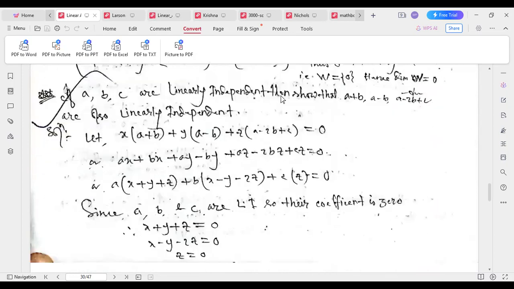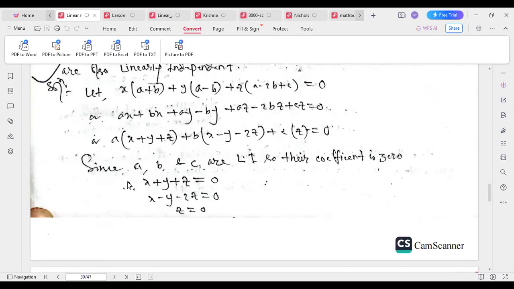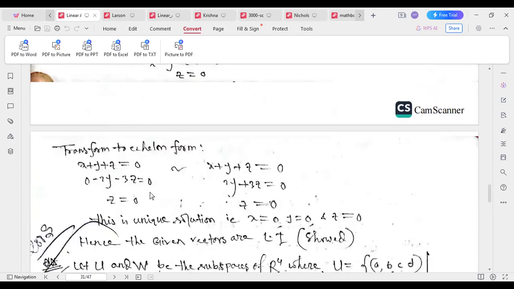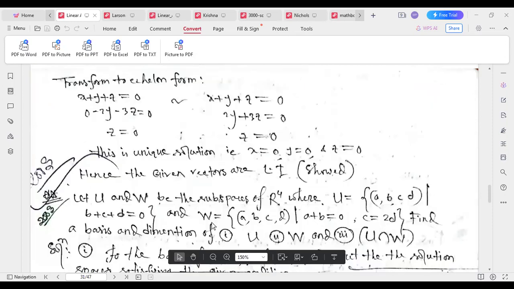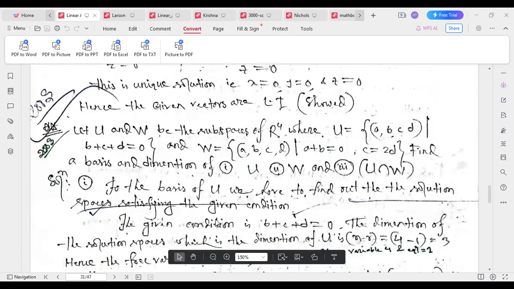Now, if a, b, c are linearly independent, then show that a + b, a - b, a - 2b + c are also linearly independent. So by the definition of linear independence, we can write the linear combination equals 0. Now, from this, we can write 3 equations. We can observe that x equals 0, y equals 0, z equals 0. That means every scalar is 0. Hence, the given vectors are linearly independent.